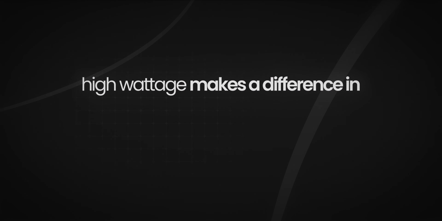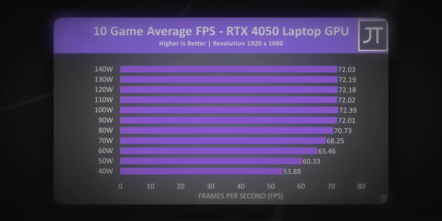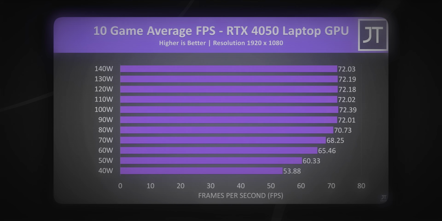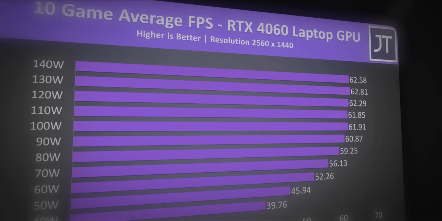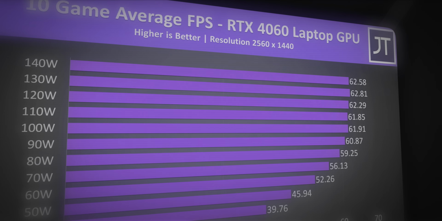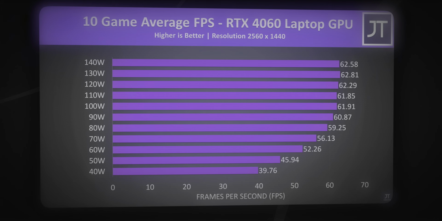The idea that the higher the wattage, the better, is not always true. Yes, high wattage makes a difference in powerful high-end GPUs like the RTX 5070 Ti, but in entry and lower mid-range cards like the RTX 4050 and RTX 4060, extra power beyond a certain point does not make a significant contribution to performance. For example, anything above approximately 80 watts isn't very logical for an RTX 4060. The amount of FPS you gain relative to the wattage increase starts to drop significantly.